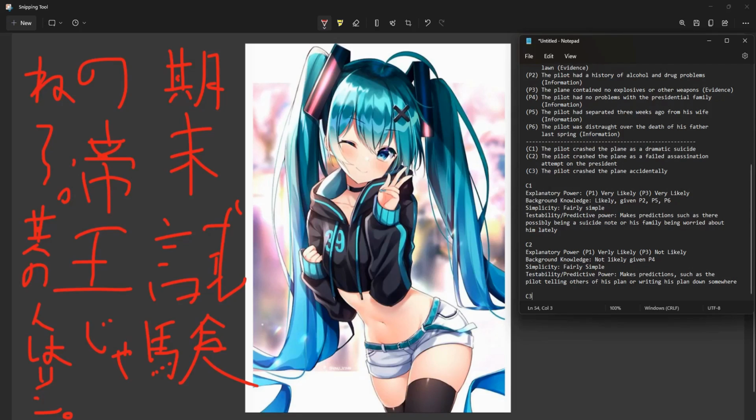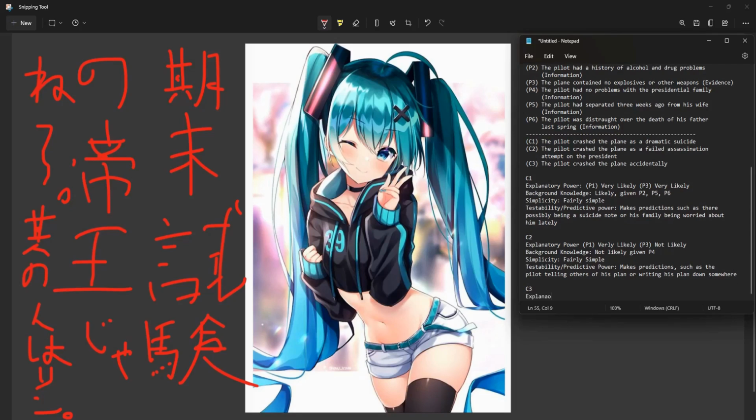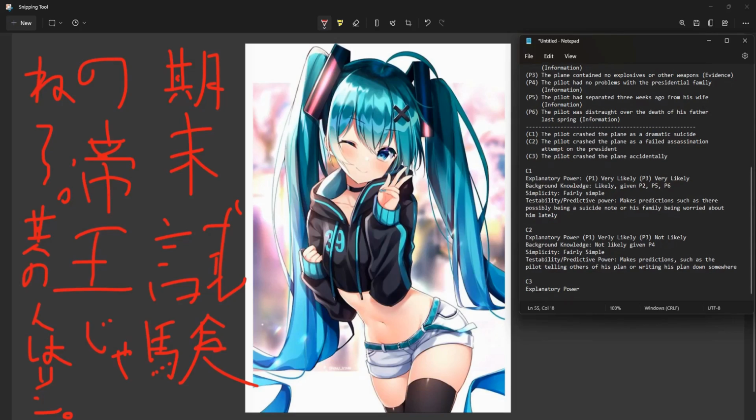Now, of course, you have C3 as well, which is explanatory power. For P1, not likely. And then for P3, very likely. Okay? So in a sense, the only one that has a very likely for both is C1, but we have the other test first. Background knowledge.